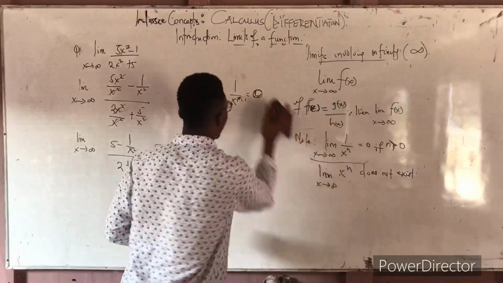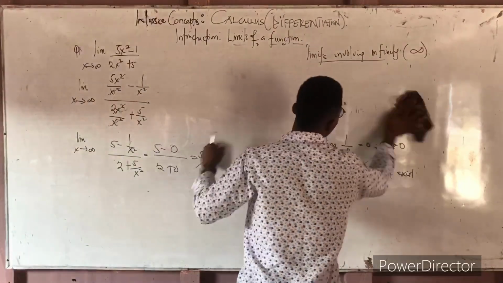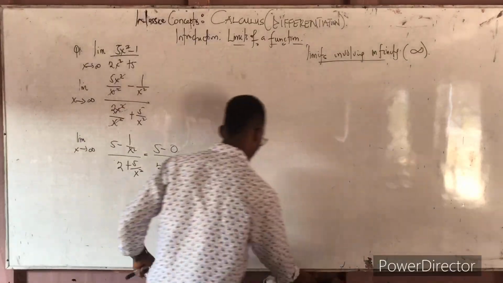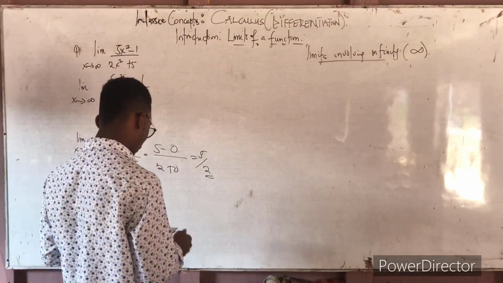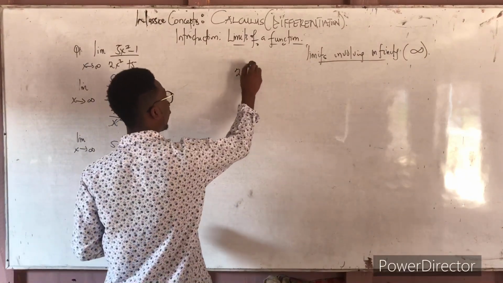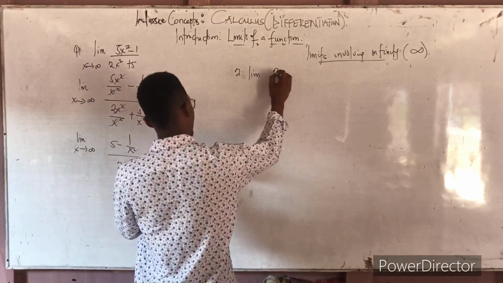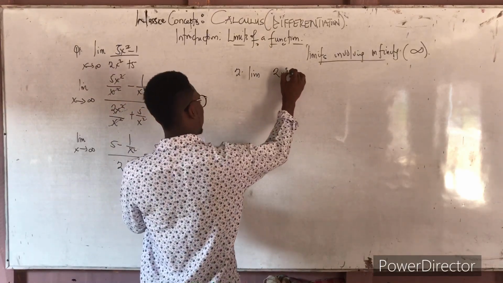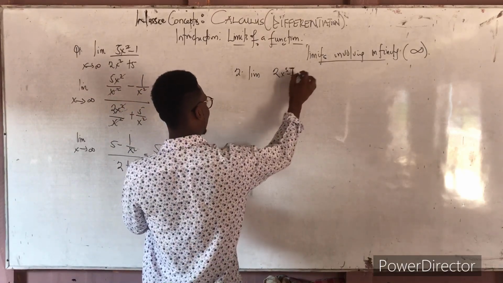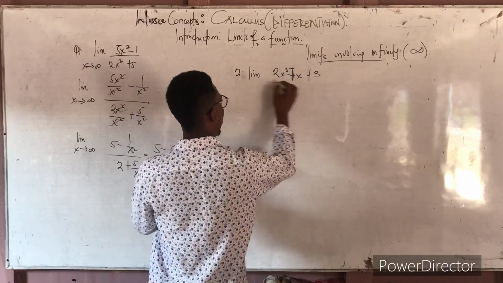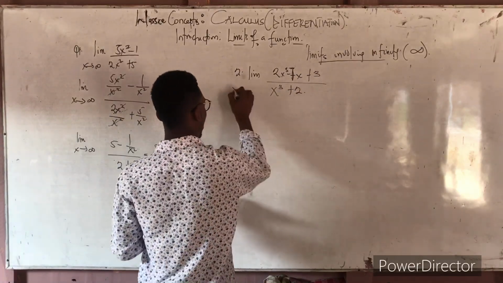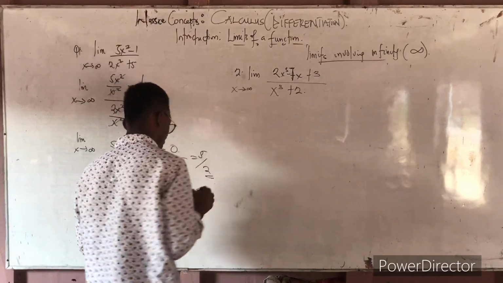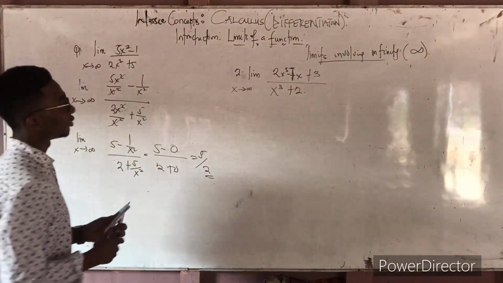Let's take one last example of the limits involving infinity. So let's do the second example. Find the limit of 2x cubed minus 7x plus 3 all divided by x cubed plus 2 as x approaches infinity. So we have to find this limit.